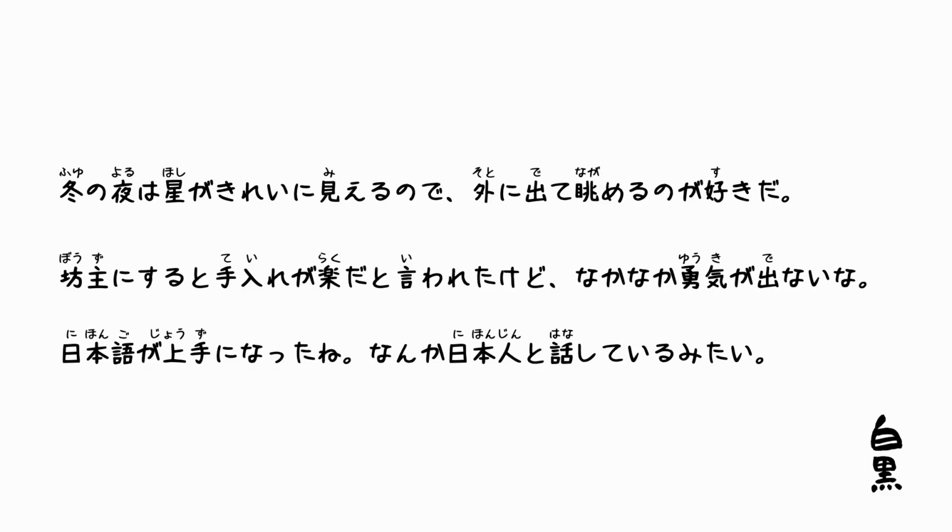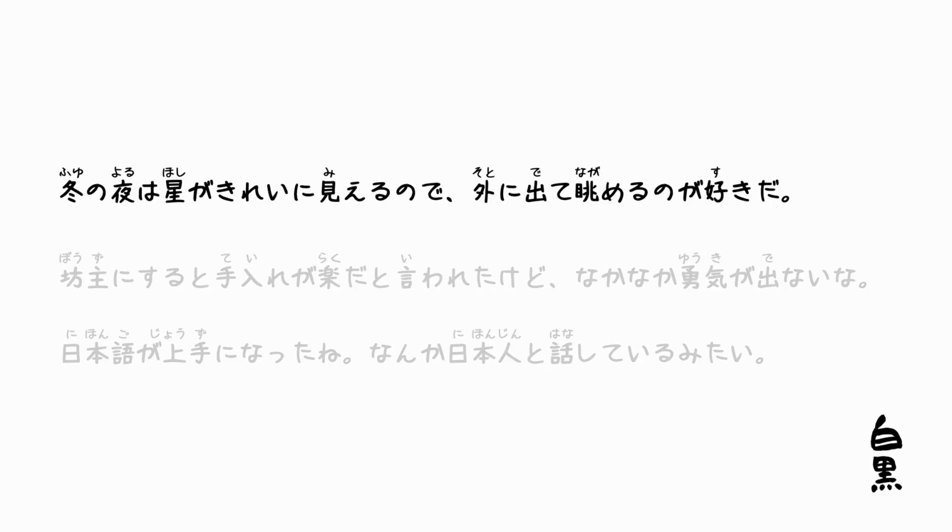冬の夜は星がきれいに見えるので、外に出て眺めるのが好きだ。坊主にすると手入れが楽だと言われたけど、なかなか勇気が出ないな。日本語が上手になったね。なんか日本人と話しているみたい。Right. 好き is pattern D, so it's 好きだ rather than 好きだ。Did you catch all of my mistakes? Okay, that's all for today. And I hope it's helpful.